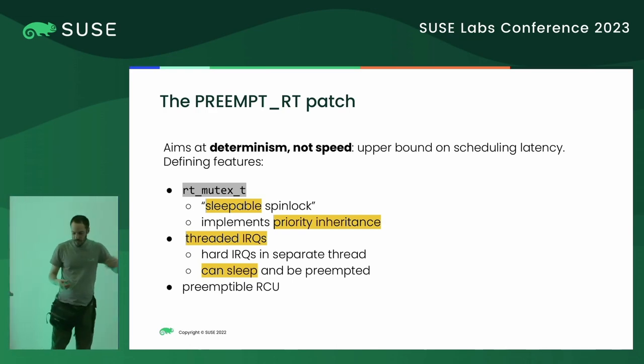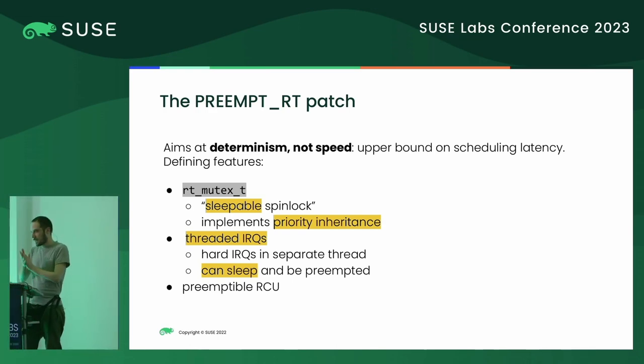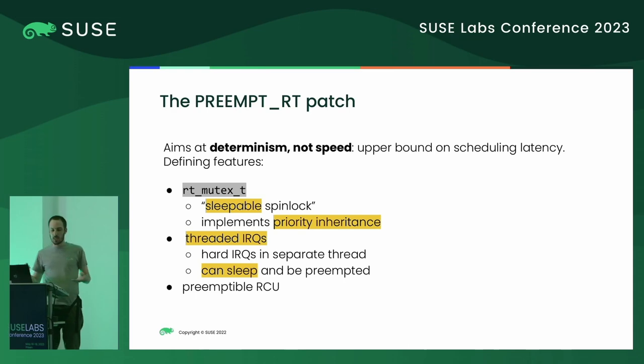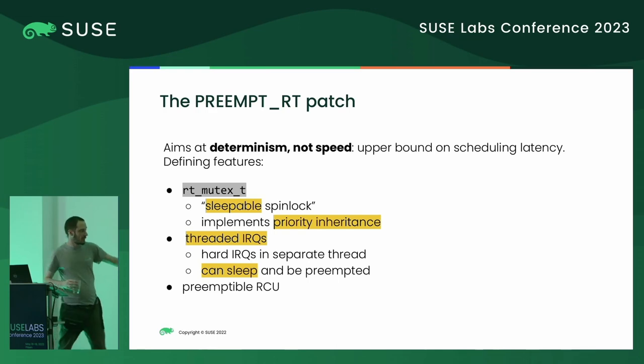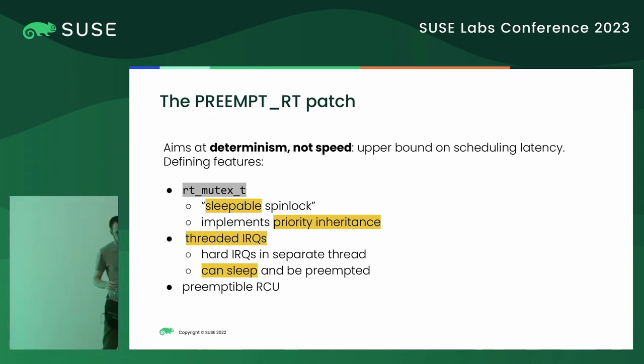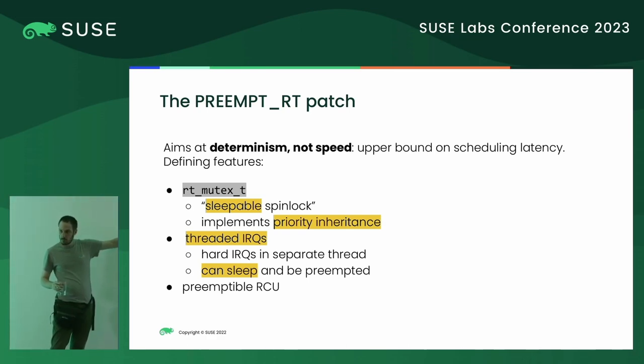This is a small list. I've read a report from 2019 of all the features that were born in preempt-RT and reached mainline in the past 15 years. There are many of them, but for example, threaded IRQs. I understand that this is mainline now. Yes? No? Yes. Okay, I understand, yes, the audience confirms.